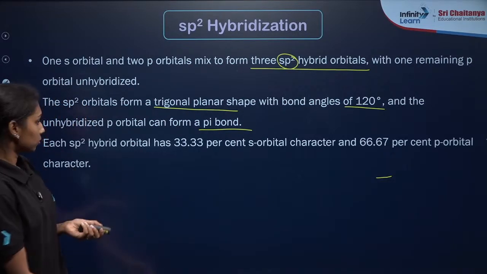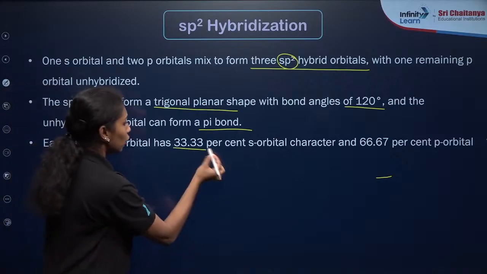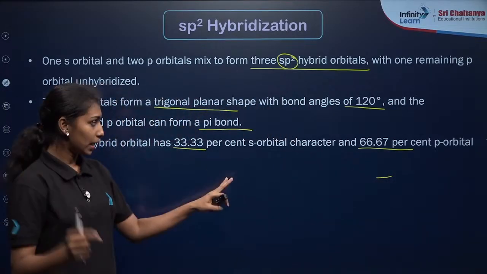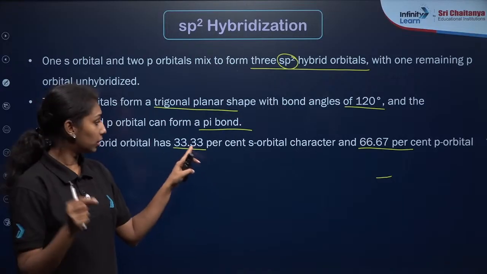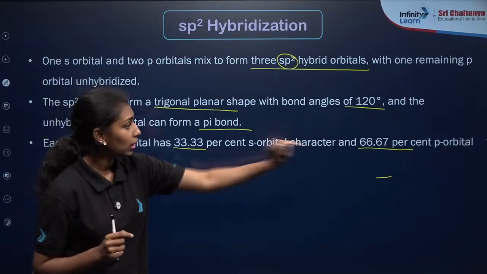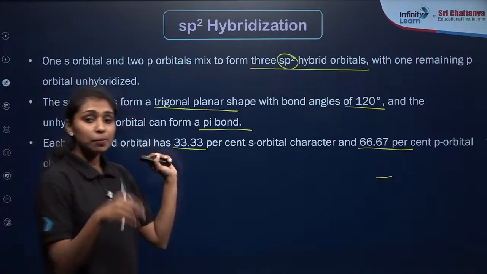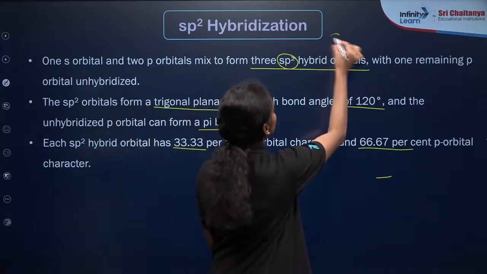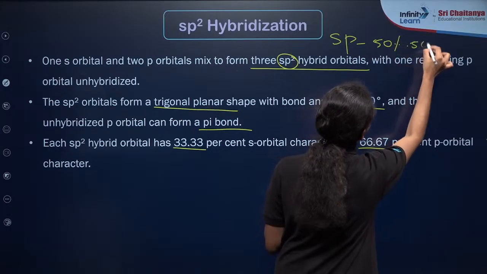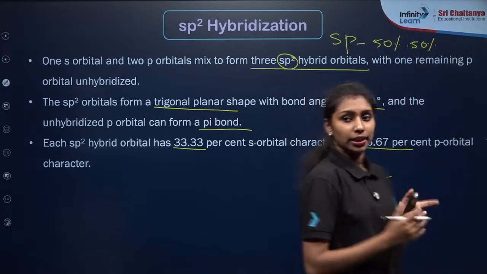Okay, now we can predict the character also. In the case of sp2 hybridized orbital, there will be 33.33% of s orbital character and 66.67% of the p orbital. And if you are asking about the sp orbital, sp hybridization, there will be 50-50%, right? 50-50% of s and p characters.